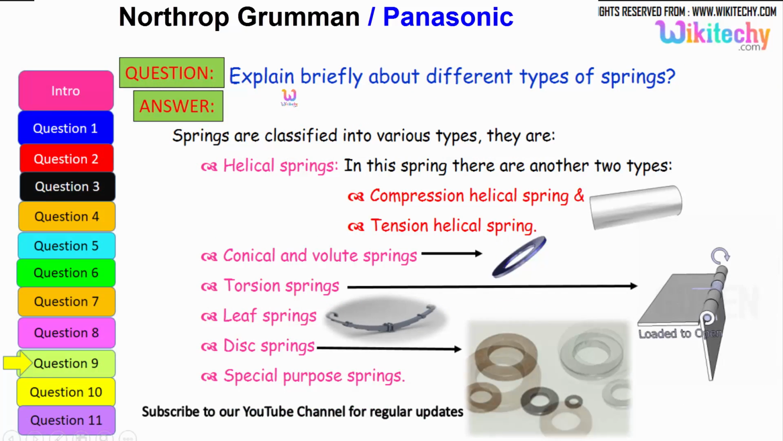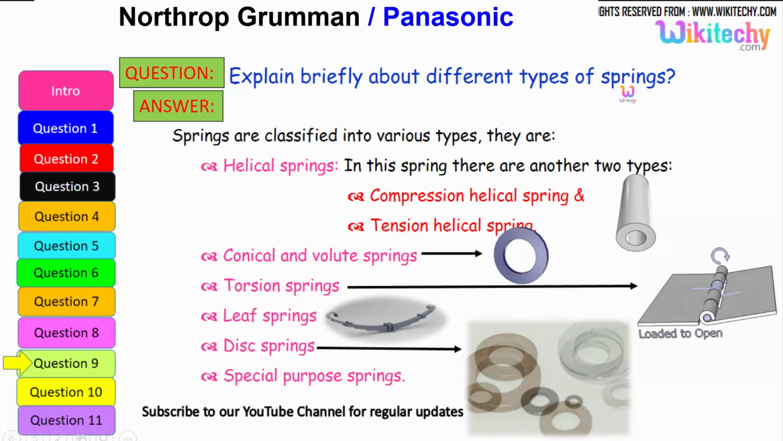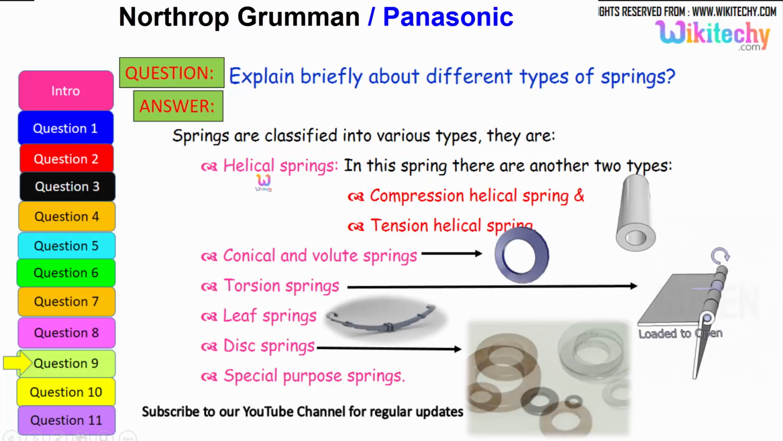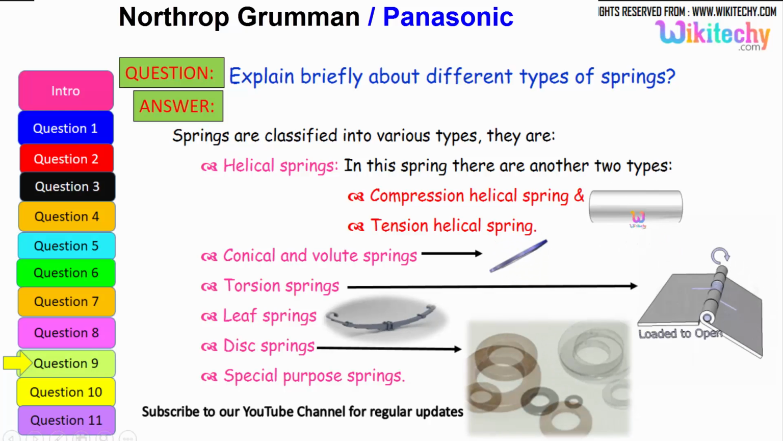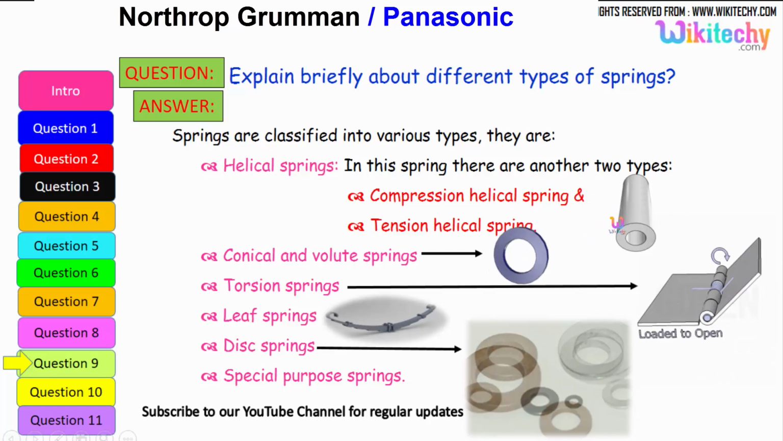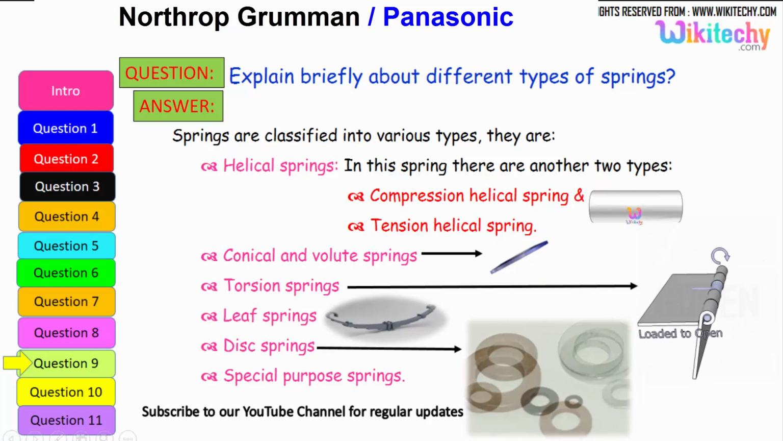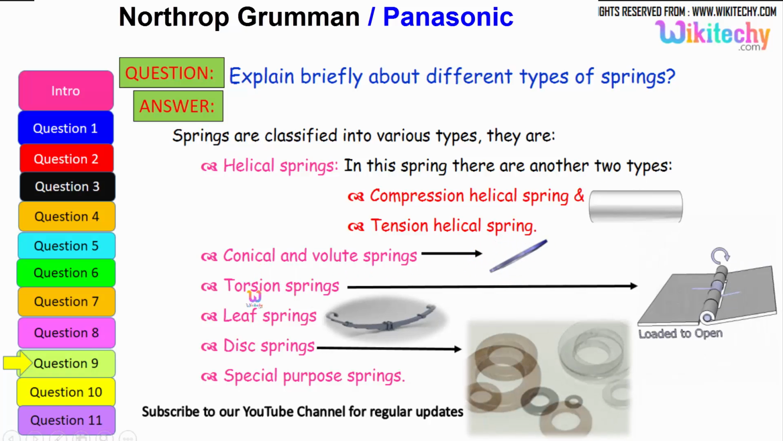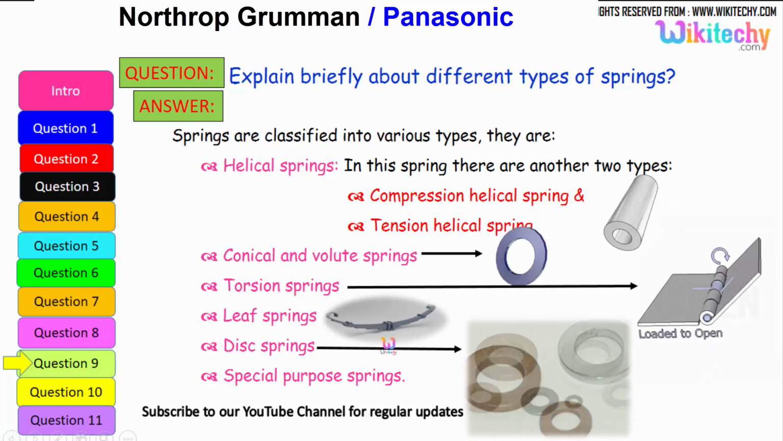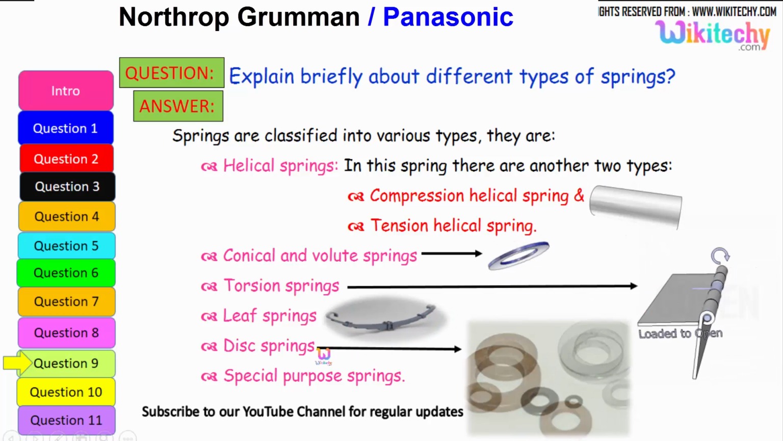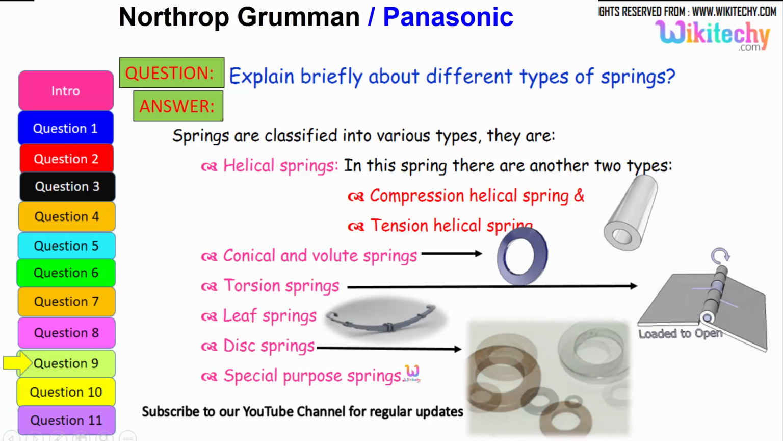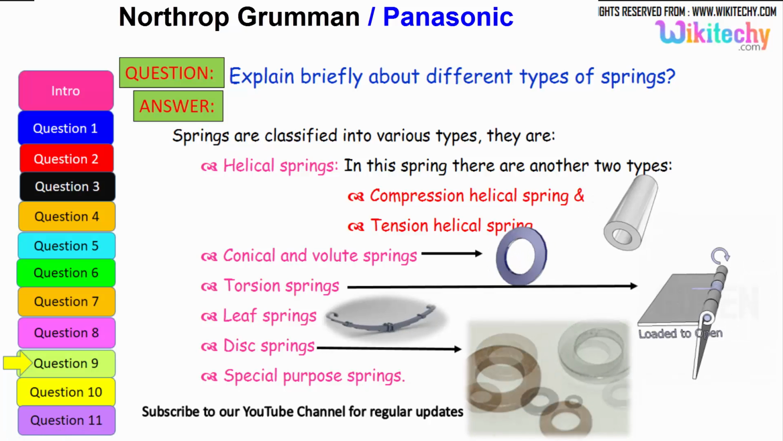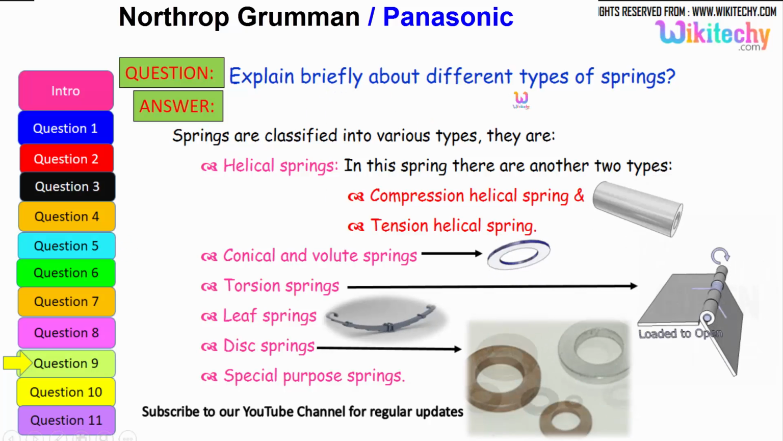Now let's see briefly about the different types of springs. Springs are classified into various types. The first one is helical springs, of which there are two types: compression helical spring and tension helical spring. The next one is conical and volute springs. The other one is torsion springs. Here are the leaf springs, the disc springs, and some additional springs called special purpose springs. These are the different types of springs available.